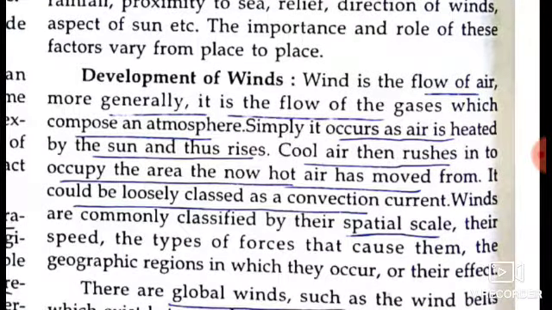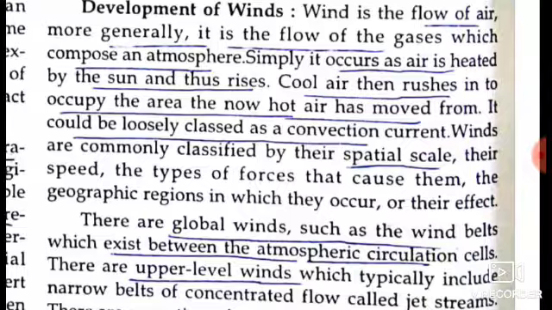Simply, it occurs as air is heated by the sun and thus rises. Cool air then moves in to occupy the area the now hot air has moved from. It could be loosely classed as a convection current.